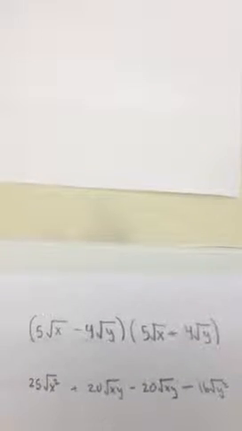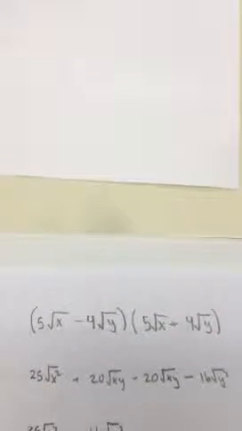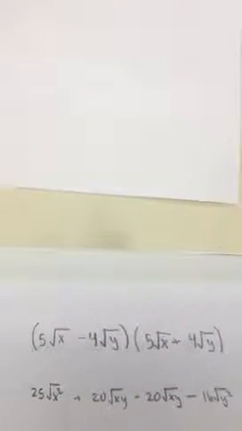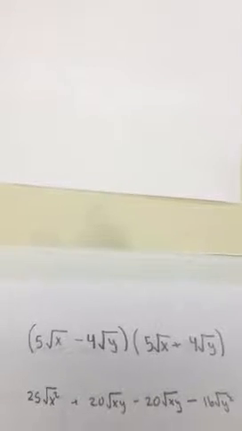So when we FOIL them, we take the first term, 5 times the square root of x, and multiply it by the first term of the second binomial, which is 5 times the square root of x. Then we take the first term again, 5 times the square root of x, and multiply it by the second term, which is 4 times the square root of y. And then we do the same, but with the second term of the first binomial.